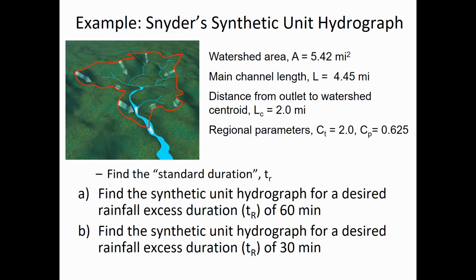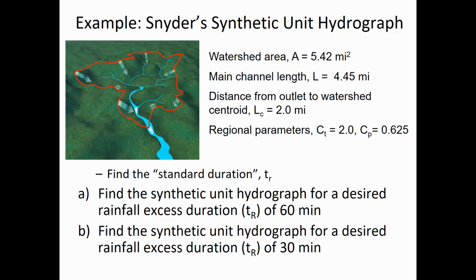The equations, I'll just put these up. They're in the book, but I'm also going to be writing them on the whiteboard here as we go through it. So first of all, step 0, we'll just summarize all the given data. Our A is 5.42, and we have to work in square miles. The length is 4.45, and that's in miles. L sub C is 2.0 miles, and then C sub T is 2.0, and C sub P is 0.625.